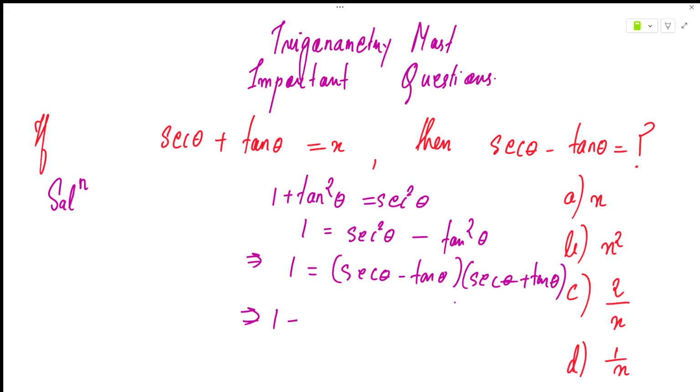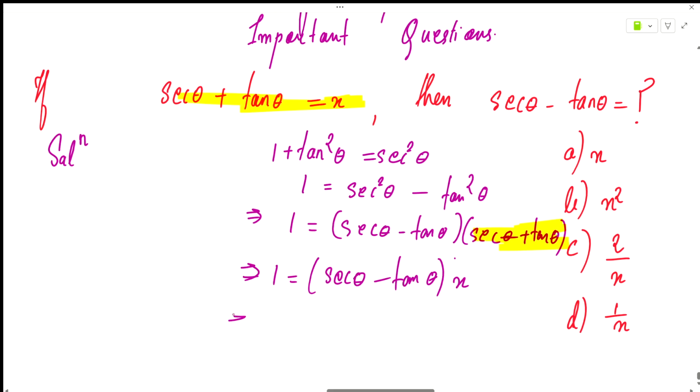Now if you see sec theta plus tan theta, this stuff over here is given to you as x. So basically in place of this purple I'm gonna write x. So we will have 1 is equal to sec theta minus tan theta into x. So if you get the x on the bottom, you will have sec theta minus tan theta, this will be 1 upon x. So basically your option D is absolutely correct.